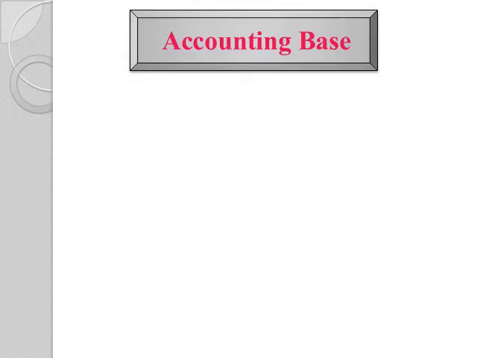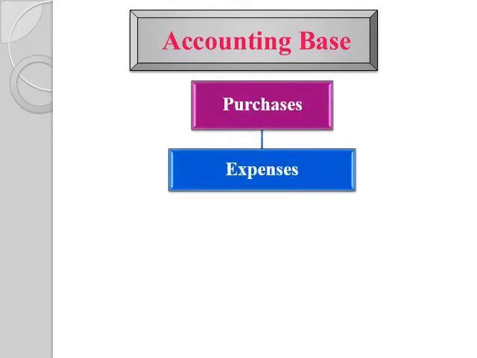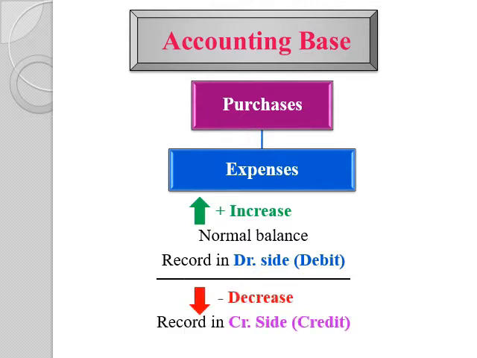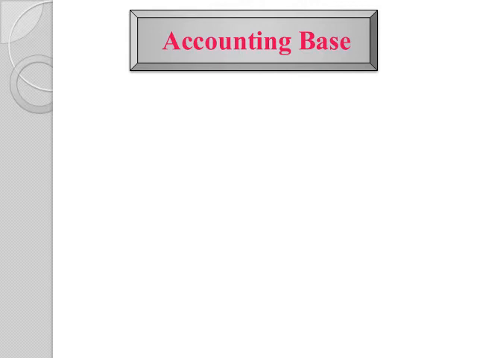So we can classify those concepts according to the accounting base as follows: purchases, مشتريات, expenses, normal balance debit, so record in the debit side. Purchases goods, or purchases merchandise, or purchases inventory, purchases normal balance debit because it is considered cost or expenses. Decrease, so record in the credit side.